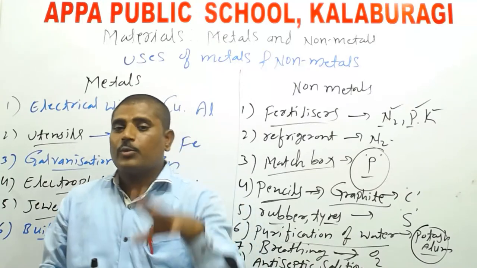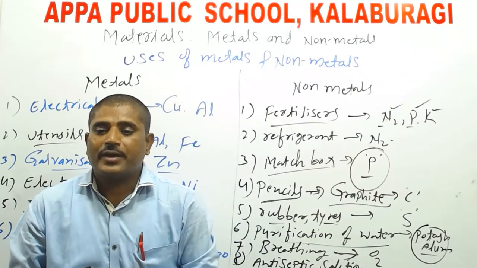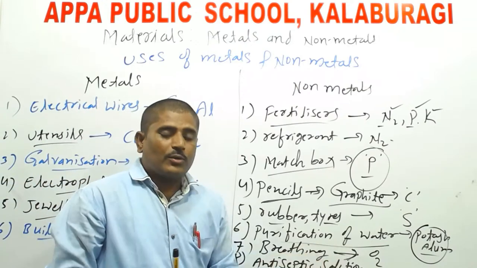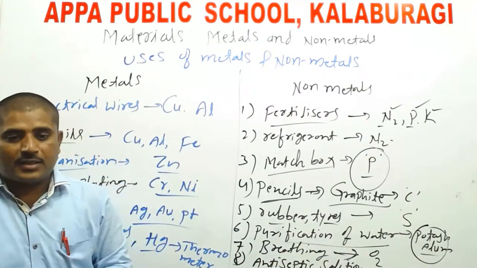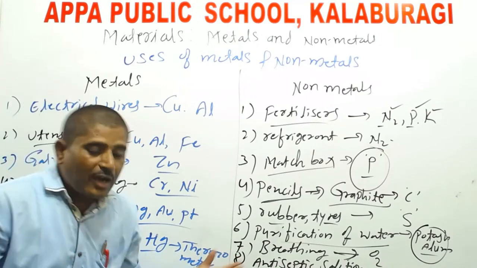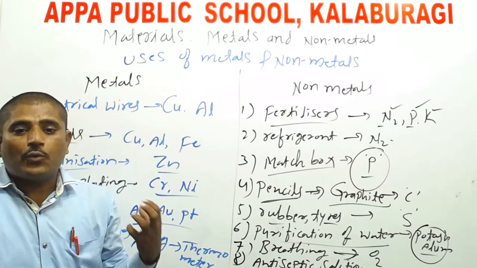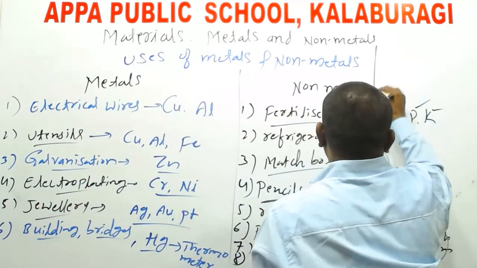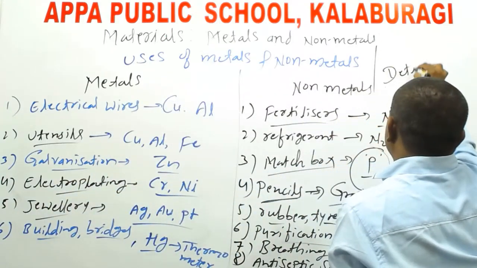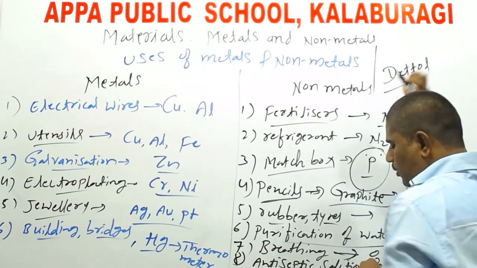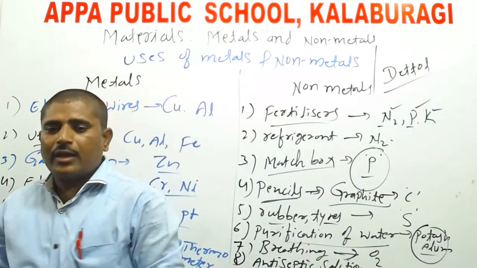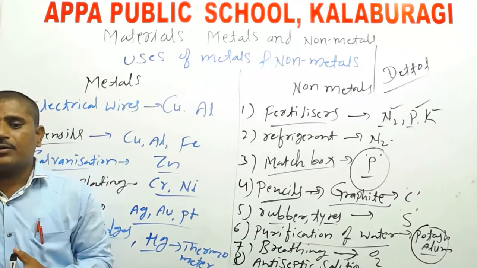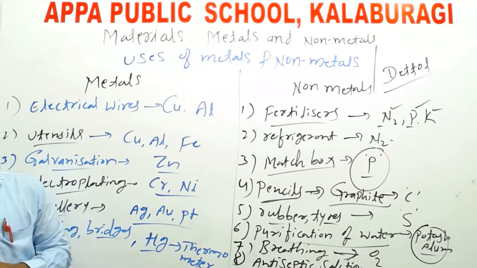I think you have heard about vaccinations. You already heard about vaccination. So this is regarding the antiseptic. If we got hurt, something happened, the best example is Dettol. You already know this. Dettol is the antiseptic solution. Phosphorus and sulfur are used for the preparation of antiseptic solution.